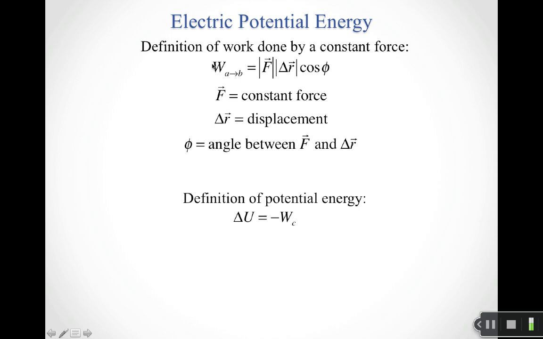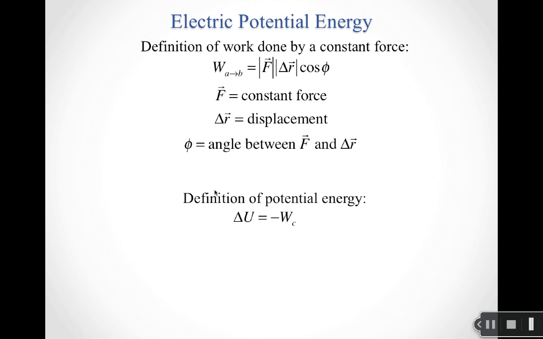So let's just remember a couple of basics from 221 here. For starters, we said the definition of the work done by a constant force as you move from point A to point B is given by the magnitude of the force times the magnitude of the displacement times the cosine of the angle between them. So F here is our constant force, delta R is our displacement, and phi is defined to be the angle between the force vector and the displacement vector.